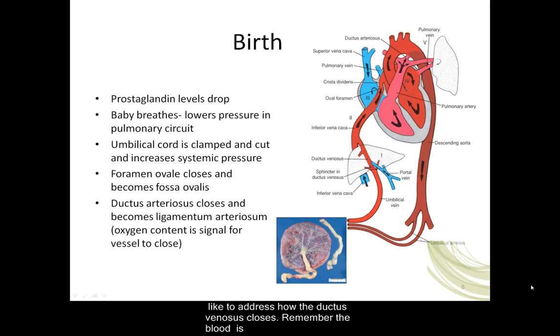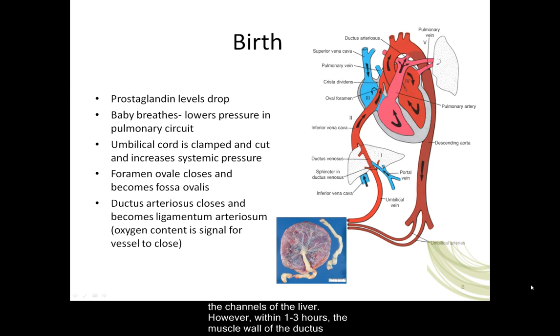Lastly, I'd like to address how the ductus venosus closes. Remember, the blood is traveling through this particular vessel to bypass the liver. Immediately after birth, blood flow through the umbilical vein ceases, but most of the portal blood still flows through the ductus venosus, with only a small amount passing through the channels of the liver.